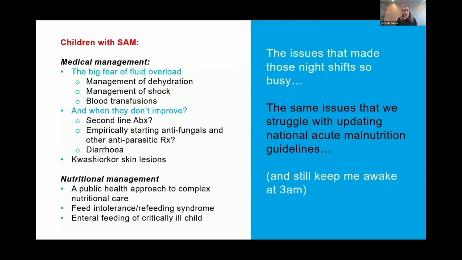Our nutritional management. The truth is we take a very public health approach to complex nutritional care. We use the same therapeutic milks for all kids. We're not measuring their electrolytes. We're not measuring anything else, and we hope for the best. And then that feed intolerance. You're putting the F75 in and you're watching it come straight out of their bum. And what do we do? Well, we dilute the milk a bit, or we slow it down. And yes, actually, sometimes that works. But again, it's a very public health approach to really sick kids. And what about enteral feeding the critically ill child? Are we just going to leave them NPO, or are we going to do something about it?